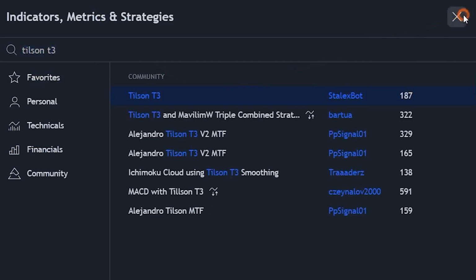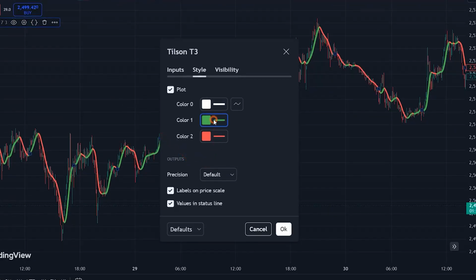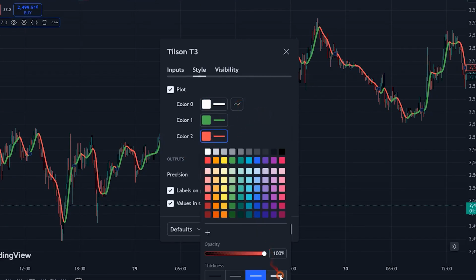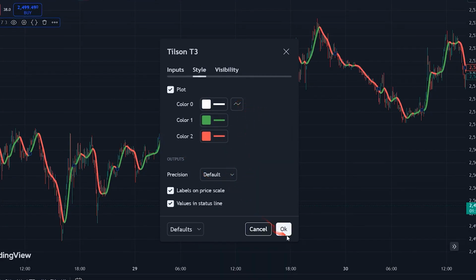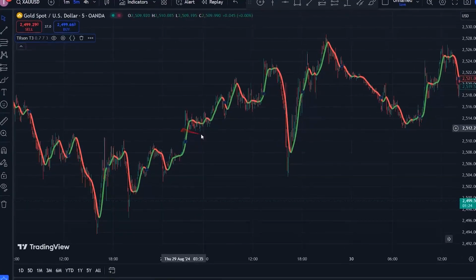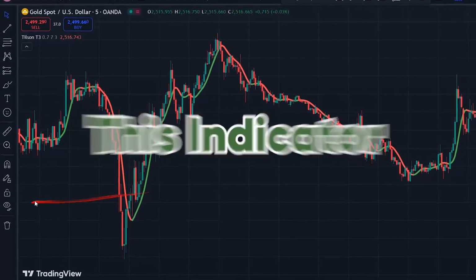As you know, now we need to go to the settings of this indicator and make a series of changes so that it becomes what we want. Make sure to do this step correctly because it significantly impacts our strategy and its win rate. Now that we have made the changes, I need to teach you how to use this indicator.